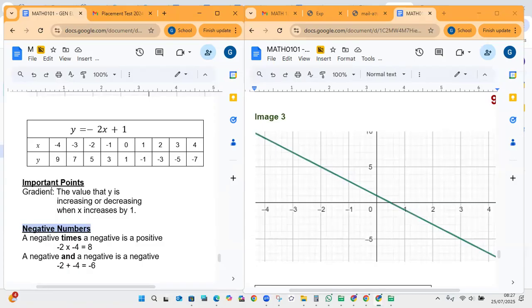And some important points to remember: the gradient, the value that y is decreasing or increasing when x increases by 1. So take note of that. And another important note with regards to negative numbers: a negative times a negative is a positive. -2 times -4 is equal to +8. A negative and a negative is another negative. -2 plus -4 will give you -6, because times is multiply and and is add when you're doing arithmetic.